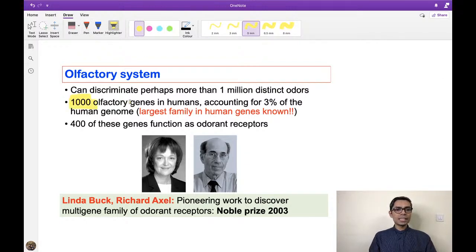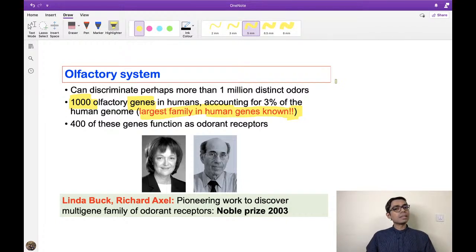There are 1000 olfactory genes in humans, which code for these olfactory receptors. Getting my point? The olfactory receptors we have discussed are coded by different genes. How many genes are dedicated to olfactory receptor coding? Thousands of genes, and this is the largest family of human genes known so far. This was the question asked in the AIIMS entrance examination: which of the following is the largest family of the human genome? The olfactory receptor coding genes.